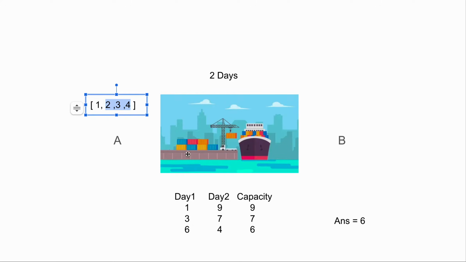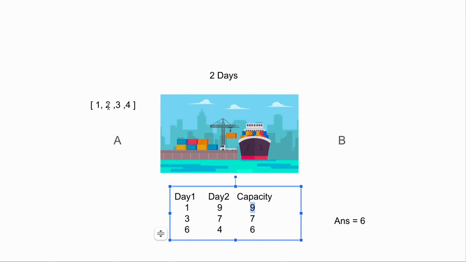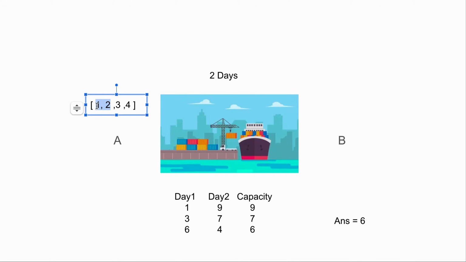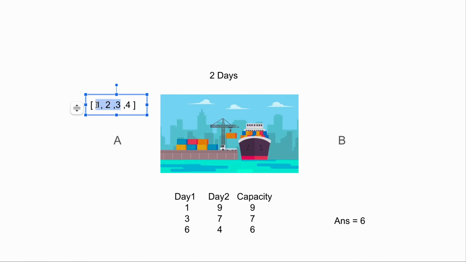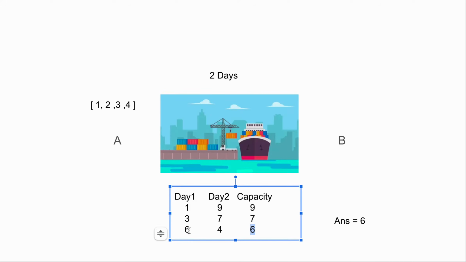Then what is the capacity of the ship? The capacity will be 9. The second approach is you can ship the first 2 elements and the remaining 2, that is 3 and 7. So the capacity will be 7, the maximum of these two. Similarly, you can decide to ship the first 3 on day 1 and 4 on day 2. What will the capacity be then? It will be 6, because that is the maximum of these two, and that is our required answer. So the capacities were 9, 7 and 6. What is the minimum of all these? That is 6.